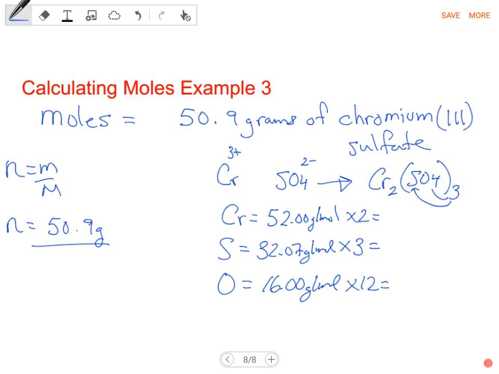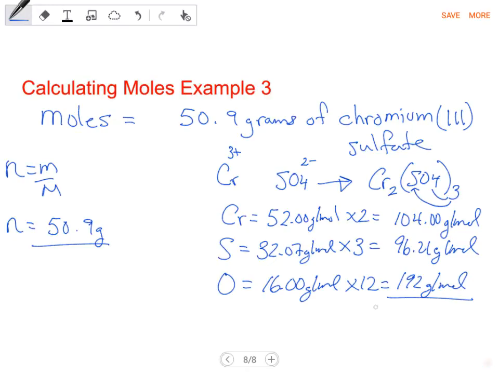All right, now I'll start doing the math. And I know you're kind of laughing because of why am I doing the simple stuff? Well, I don't want to make a mistake. 32.07 times 3, 96.21 grams per mole. And this is 16 times 12, 192 grams per mole. Grand total gives me 392.21 grams per mole.